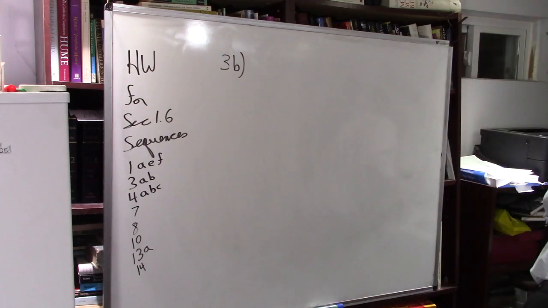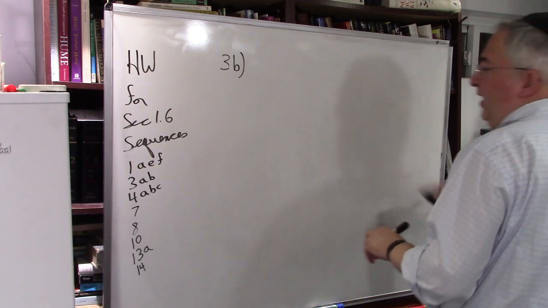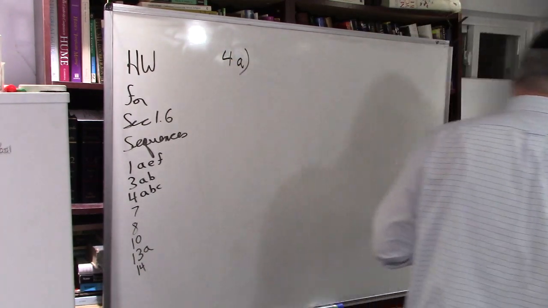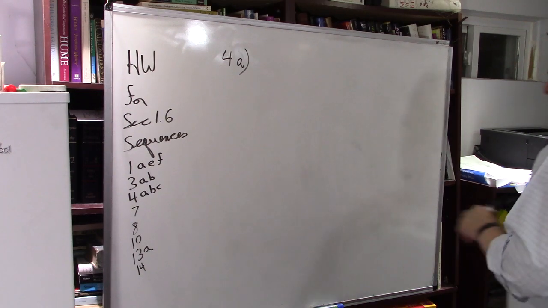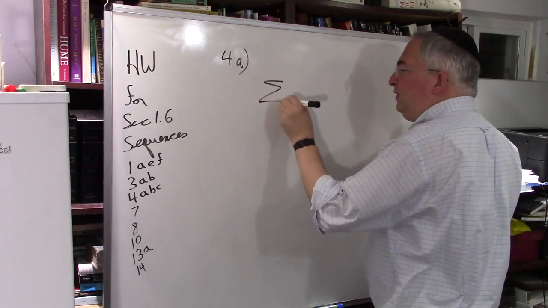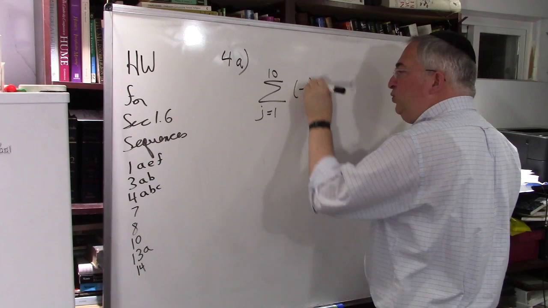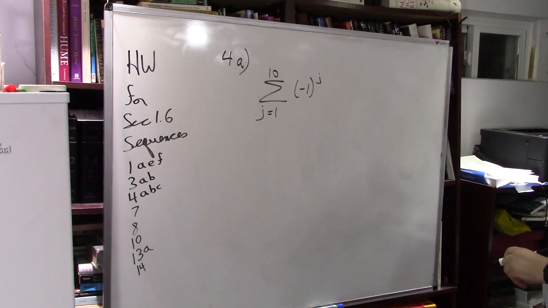Okay, that's it, we did 3b. Now 4a, b, and c. So let's do 4a. Calculate the sum from j equals 1 to 10 of minus 1 to the jth power. Okay, so let's do this.